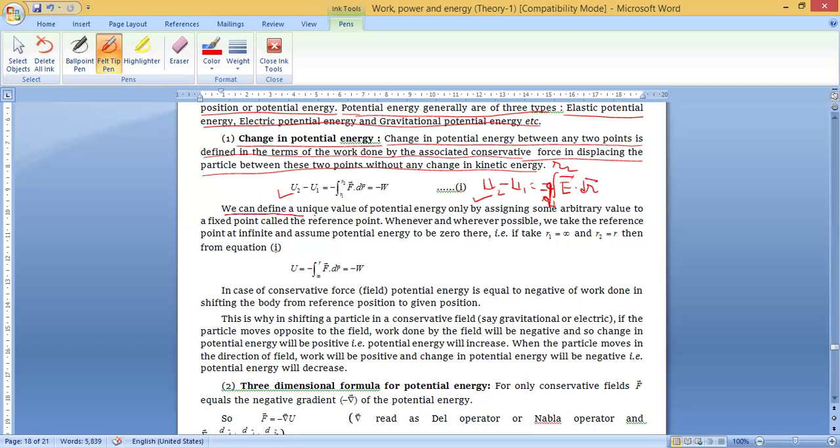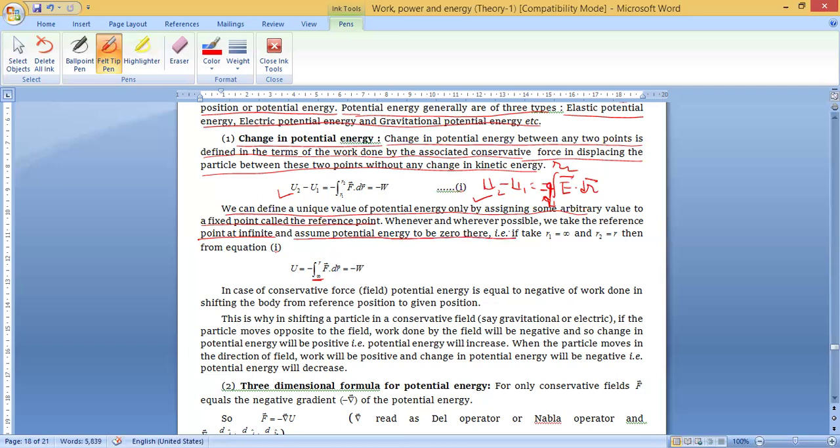We can define a unique value of potential energy only by assigning some arbitrary value to a fixed point called the reference point. So here we take a reference point at infinity. Infinity is the same for all points, all planets. Infinite distance is the same. Whenever it is possible, we take the reference point at infinity and assume potential energy to be zero.